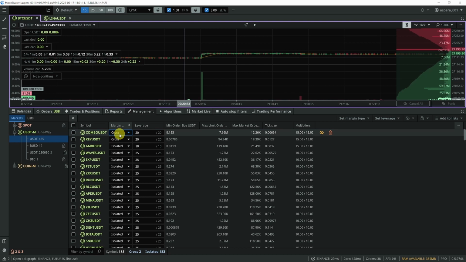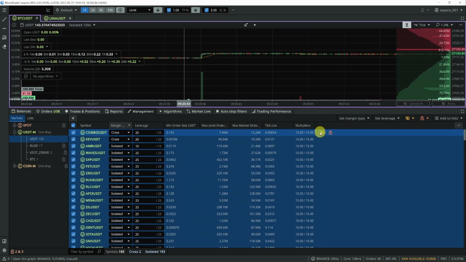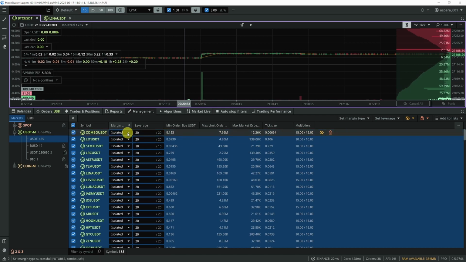I still have to figure out all of the details, but for now, to be safe, I use isolated margin for everything. So these here that are cross now, they have been recently listed. So Combo has been around for a couple of days, Key a bit more than that, but I have to isolate their margin. And just to be double sure, I'm gonna select all and go for isolated. Here we are.